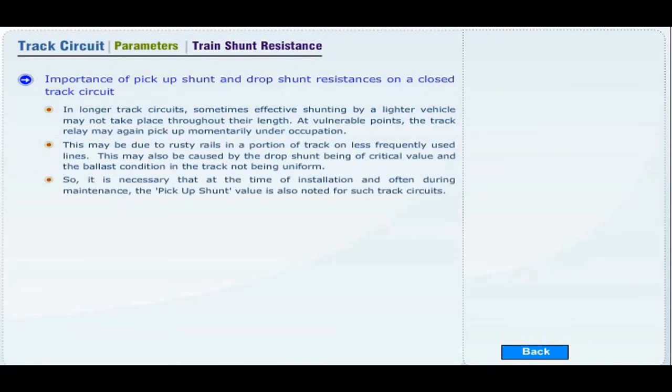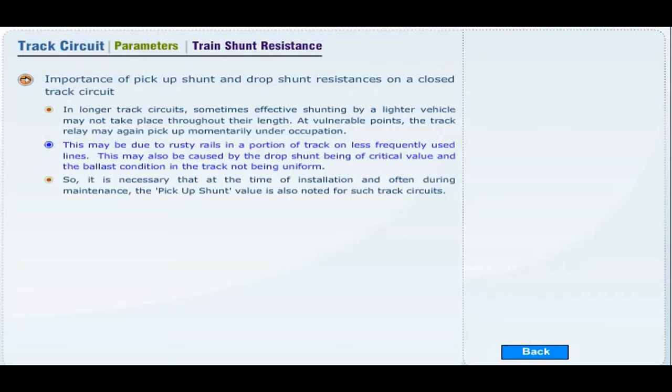Importance of pickup shunt and drop shunt resistance on a closed track circuit. In longer track circuits, sometimes effective shunting by a lighter vehicle may not take place throughout their length. At vulnerable points, the track relay may again pick up momentarily under occupation. This may be due to rusty rails in a portion of track on less frequently used lines.